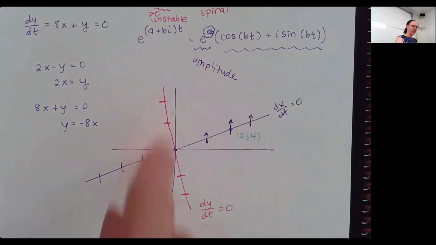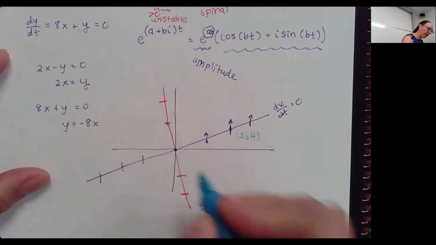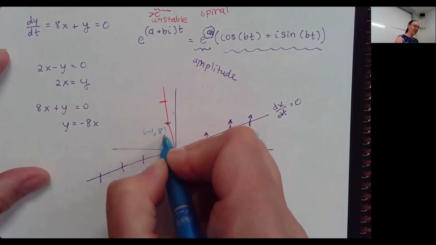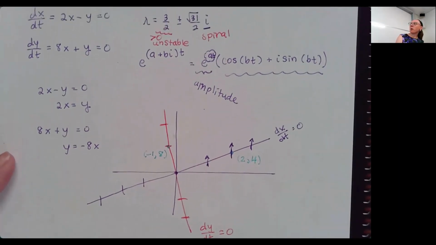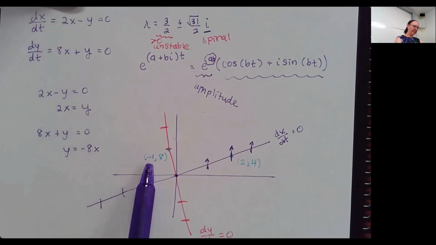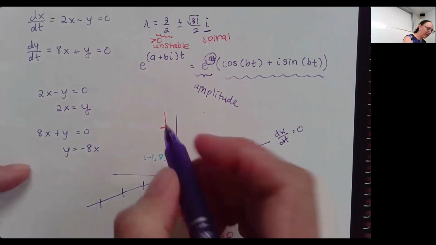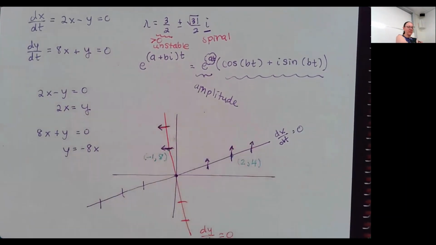If I choose a point along my other null line, so let me choose a point over here, like -1, 8, now I want to know, are those pointing left or right? So I'm going to plug those into my dx dt equation. If x is -1 and y is +8, then it's negative, and I know I need to be pointed to the left. So everywhere over here, my arrows are going to point to the left.